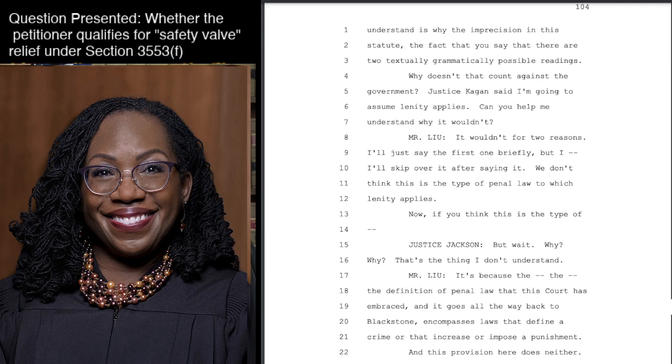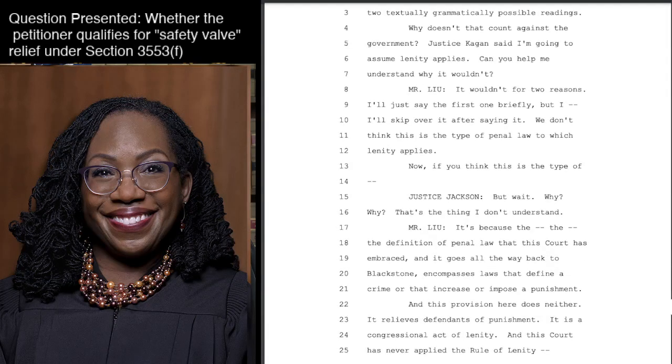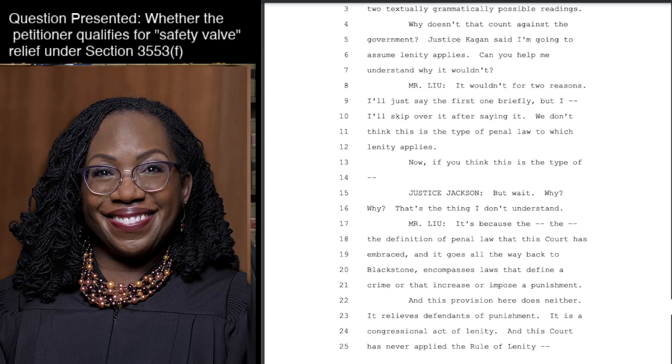It wouldn't for 2 reasons. I'll just say the first one briefly. We don't think this is the type of penal law to which lenity applies. Now, if you think this is Wait, why? Why? That's the thing I don't understand. It's because the definition of penal law that this court has embraced, and it goes all the way back to Blackstone, encompasses laws that define a crime or that increase or impose a punishment. And this provision here does neither. It relieves defendants of punishment. It is a congressional act of lenity. And this court has never applied the rule of lenity.